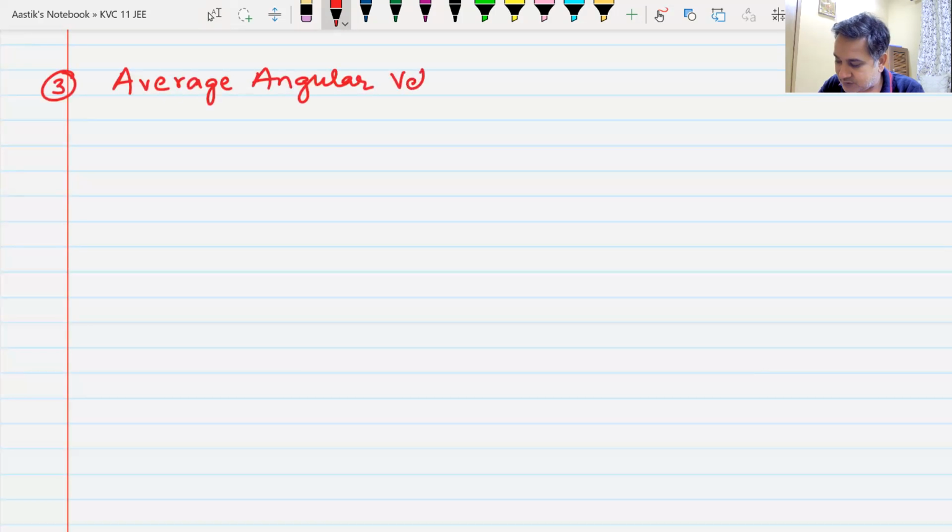Average angular velocity. So if you understood, or if you don't even remember the previous terms, now it's a quick revision of those previous terms. Average angular velocity. Average is always written with a bar and angular velocity is omega. This is not W, this is omega. It's a Greek alphabet. Small omega, we call it omega.